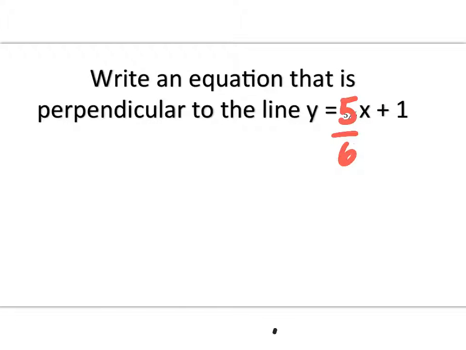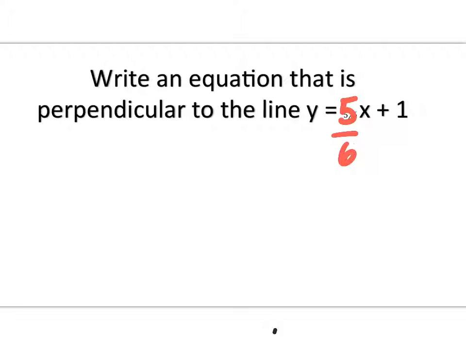All right, so let's do this review because I'm not there and I want to make sure that you can do the test because I know a lot of you forget over the weekend. So, write an equation that is perpendicular to the line y equals 5 over 6x plus 1. Now, if you write this down on a sheet of paper and you turn it in, I will give you extra credit on your test.